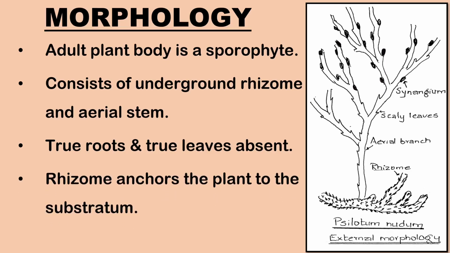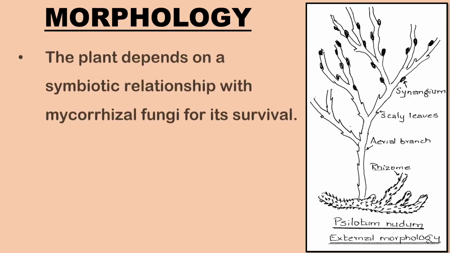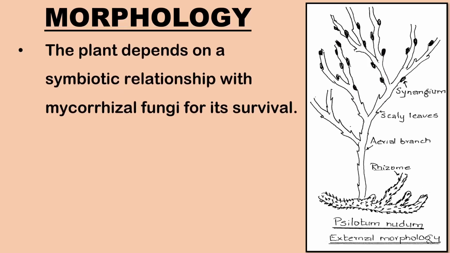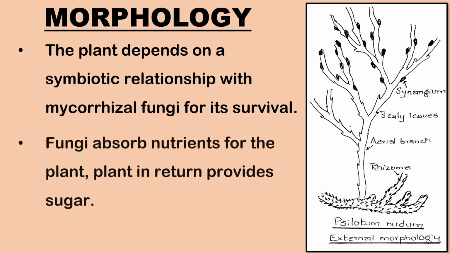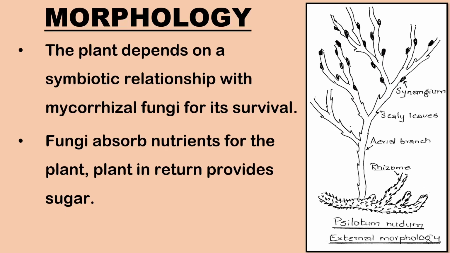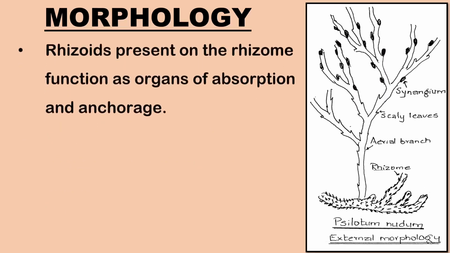The sporophyte has a horizontal subterranean rhizome which anchors the plant to the substratum. In order to survive, it depends on a symbiotic relationship with mycorrhizal fungi that live inside the cortex. The fungi absorb nutrients for the plant, and the plant in return provides sugar. In the absence of true roots, hair-like structures on the rhizome, called rhizoids, function as organs of absorption and anchorage.